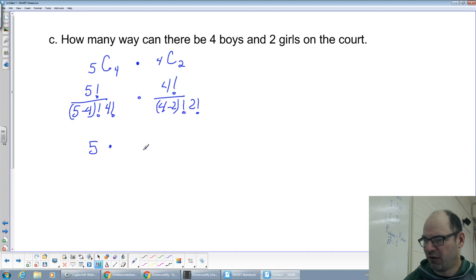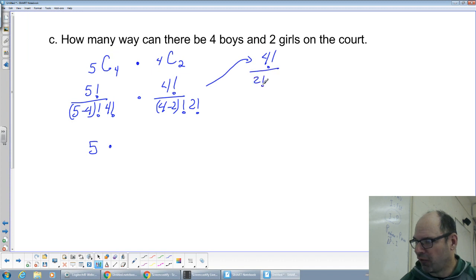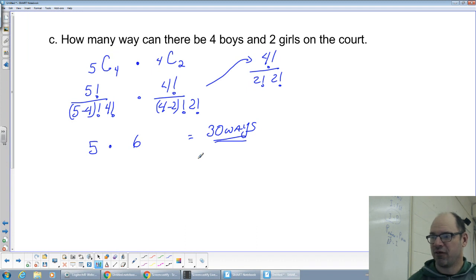Okay, this one here, we work that one out. 4 factorial, 2 factorial over 2 factorial. So if you think about it, this is like 2, 1, 2, 1, so that's 4. So we can remove the 4, it's going to be 4, 3, 2, 1. So 3 times 2 times 1. 3 times 2 times 1 is 6. Equals 30 ways. Okay, so there's 30 ways we can have 4 boys and 2 girls on the court.